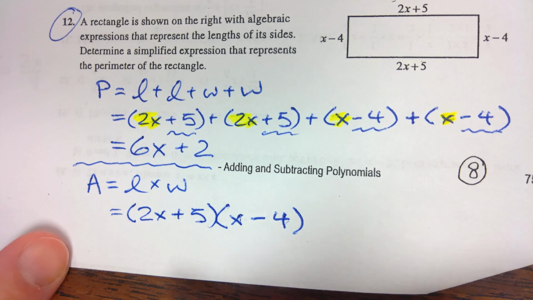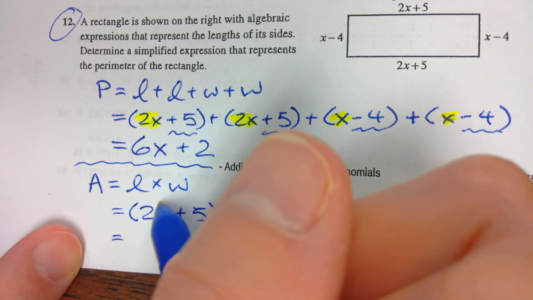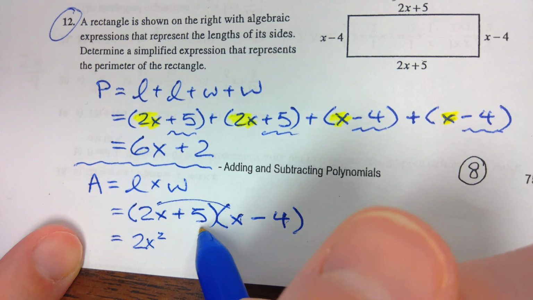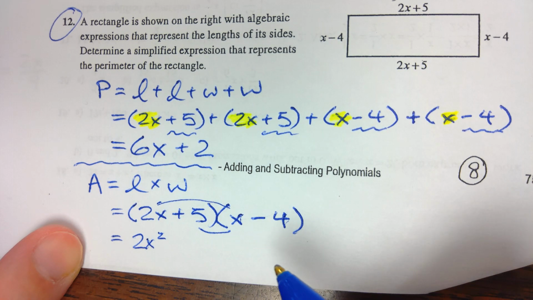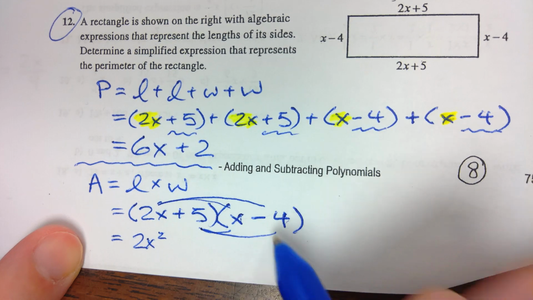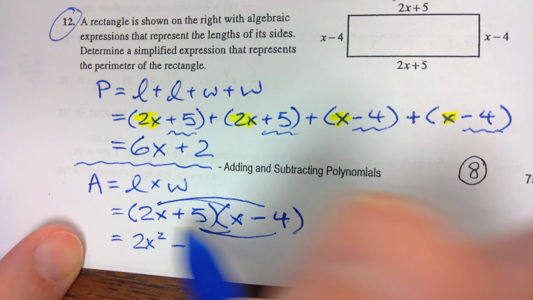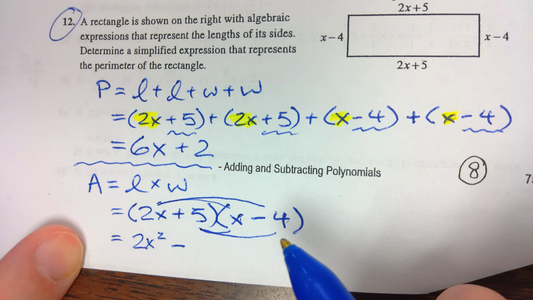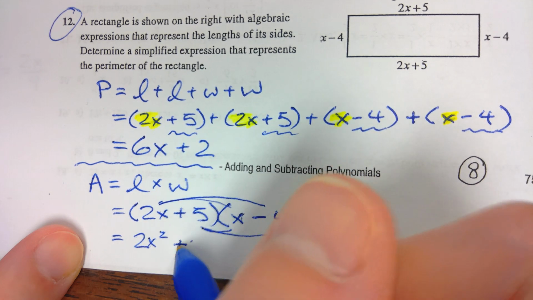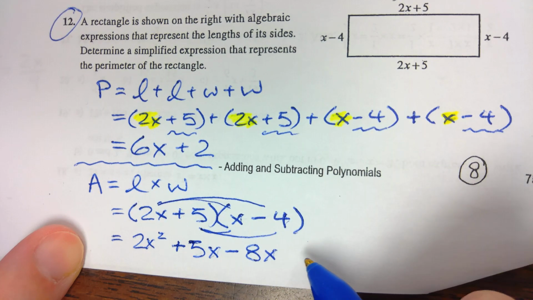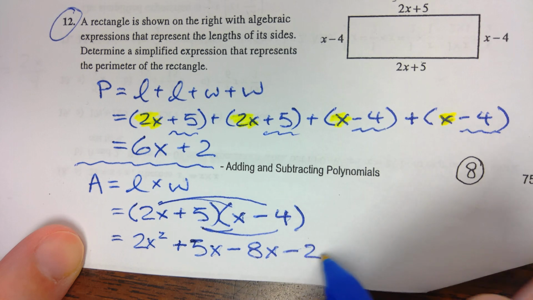Okay, Rome. You multiply 2x by x, so you get 2x squared. Yep. And then you multiply 5 by x, 5x, and you subtract it by 2x times 4 because it's negative. Yep. So then you get negative 3x. Plus 5x minus 8x, and then one last term. So 5 times negative 4 is negative. Subtract by 20. Right. Okay.